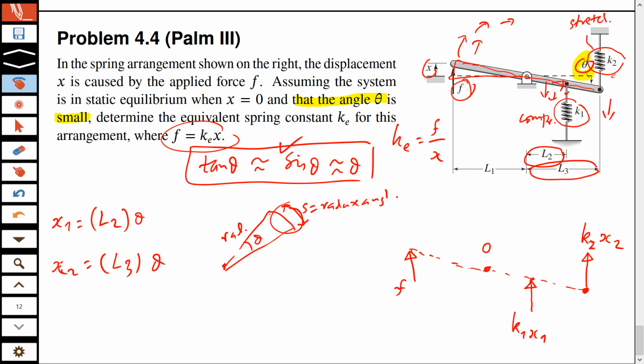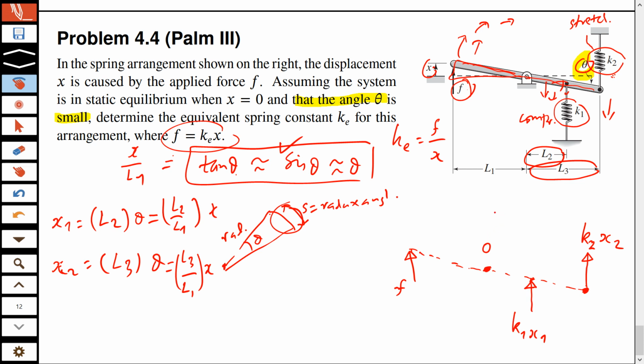Now if you look at this triangle, in this triangle we can say that tangent theta is equal to x divided by L1. X divided by L1 is also tangent theta. That tangent theta is sine theta, and that tan theta is theta. So which means that theta is basically x over L1. So x1 will be L2 over L1 times x, and x2 will be L3 over L1 times x. This is now cool because we have expressed the deflection of K1 and K2 in terms of x. Okay. And now we can write the moment equation about point O.